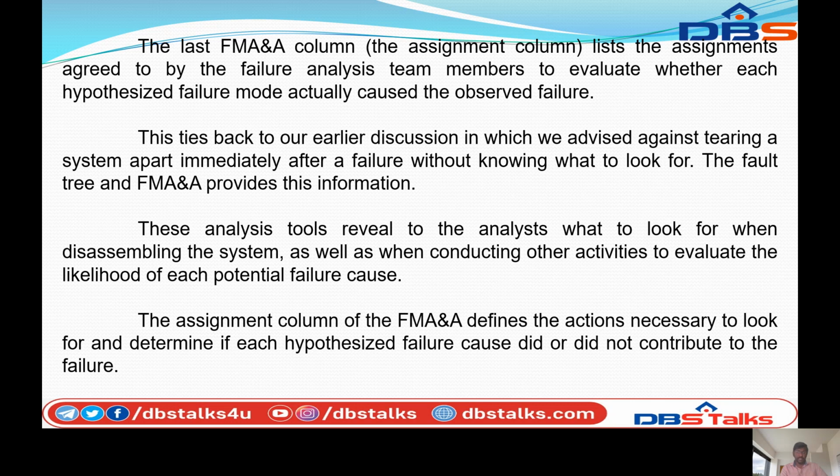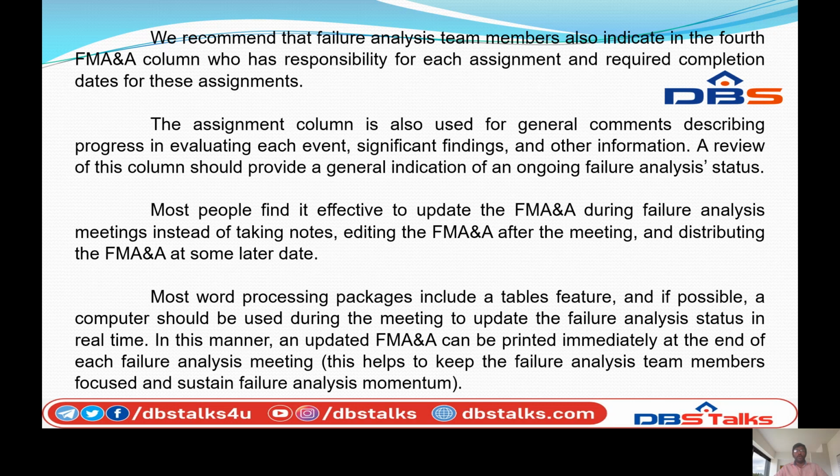The assignment column for the FMA defines the action necessary to look for and determine if hypothesized failure causes did or did not contribute to the failure. We recommend that failure analysis team members also indicate in the fourth column who has responsibility for each assignment and the required completion date for these assignments.